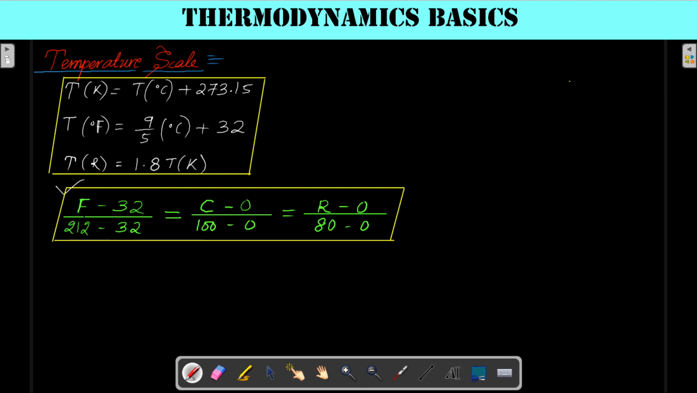This is the general formula: (F minus 32) upon (212 minus 32) equals (C minus 0) upon (100 minus 0), which equals (Rankine temperature minus 0) upon (180 minus 0). So all these formulas are related to thermodynamics basics. I have explained them in a quick way so that you can revise all these formulas.